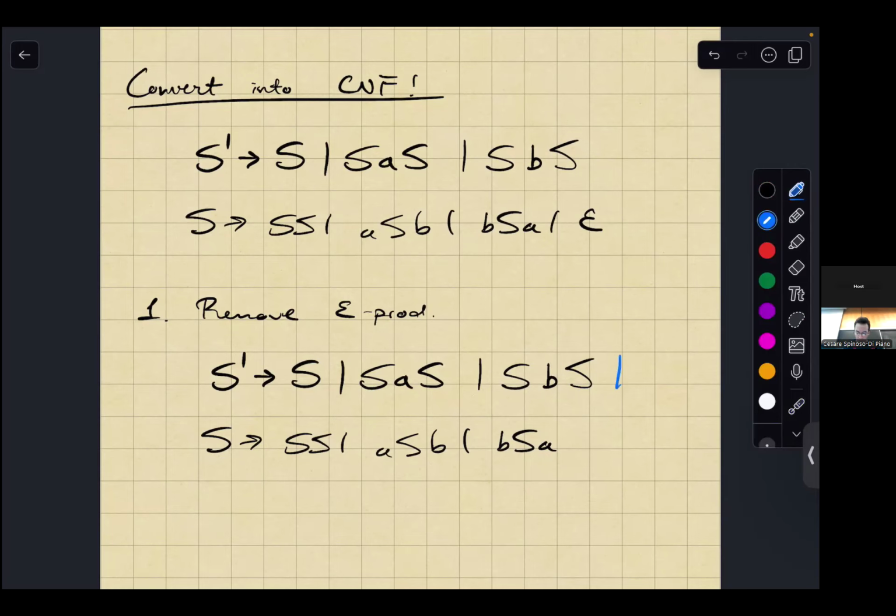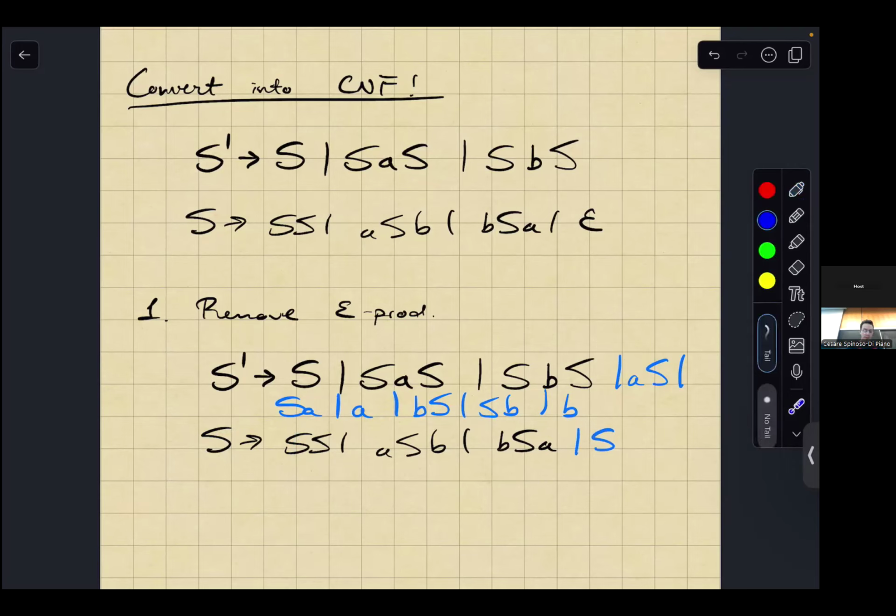So I could have had AS. I could have also replaced this S with epsilon, so I could have had SA. Or I could have replaced both with epsilon, and so I could have just had A. Then the same logic for the SBS: I could have had BS or SB or B. And then the same logic for the S rule. I could have replaced this S with epsilon, so I could have done just S.